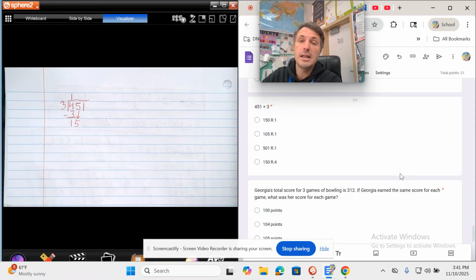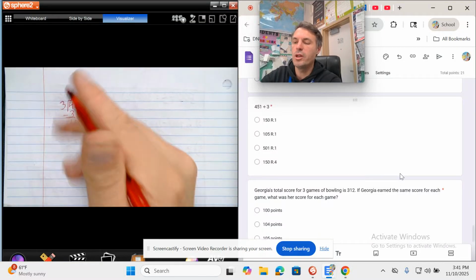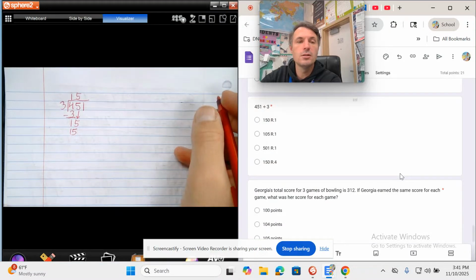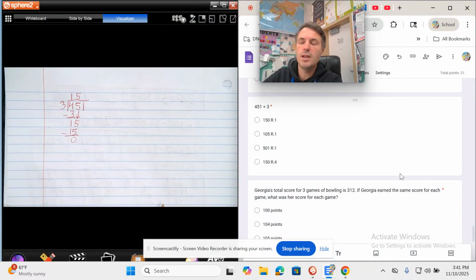3 can fit into 15. How many times? Well, 3 times 5 equals 15, so it can fit in 5 times. 5 times 3, like I just said, is 15. 15 minus 15 is 0. Is 0 smaller than 3? Yes. Bring down the 1.